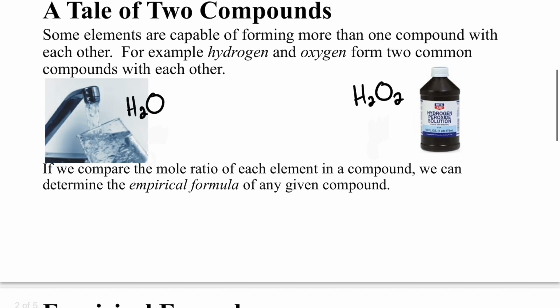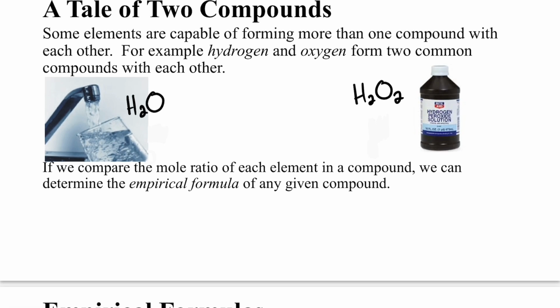First off, some elements can form more than one compound with each other. One great example is hydrogen and oxygen. They form two common compounds, water and hydrogen peroxide. The only thing different about the two is the ratio of hydrogen to oxygen in each. If we compare the mole ratio of each element in a compound, we can determine what the empirical formula for that compound is.